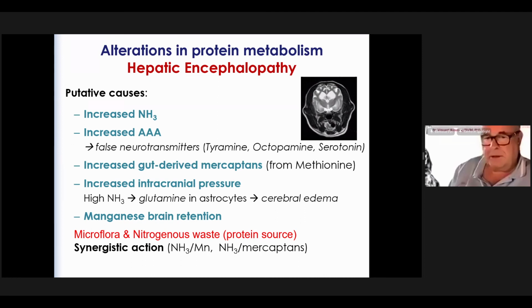I forgot about manganese. In the last few years in human medicine, they have observed that patients with hepatic encephalopathy have a higher level of manganese. It has also been seen now in dogs, but the exact mechanism, what the consequence is, and whether we should reduce manganese in the diet is not clear.